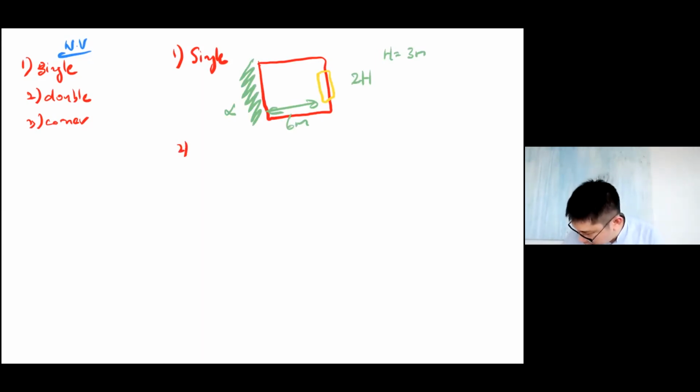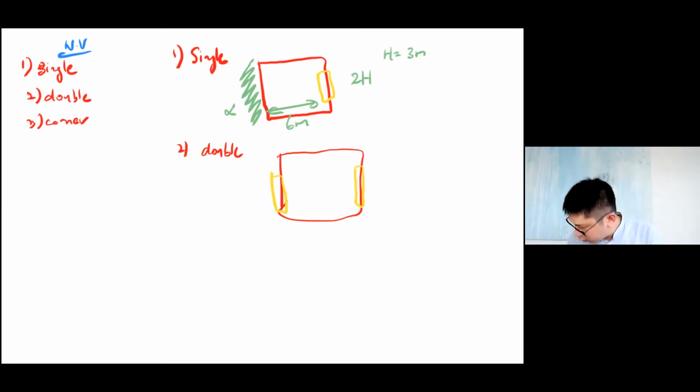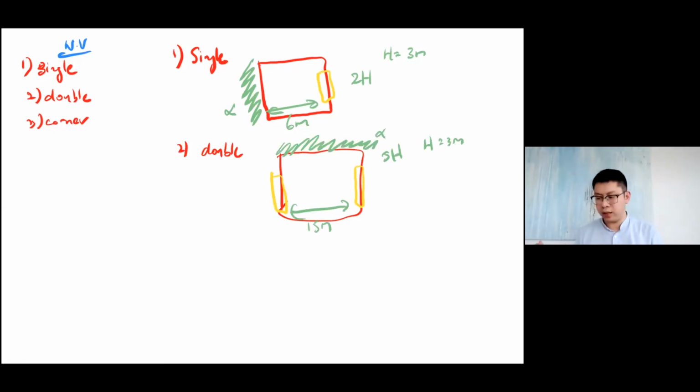Next case is double. Let's say you have a double opening, and this is 5H. Let's say your ceiling height is 3 meters. Maximum is 15 meters. Anything more than 15 meters is not considered as natural ventilation. Double opening has better advantages, so you can go up to 5 times your ceiling height.